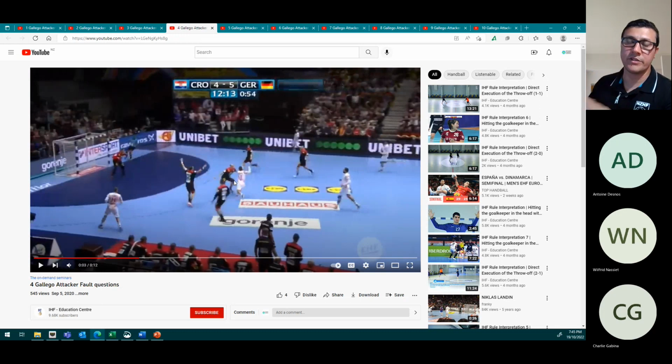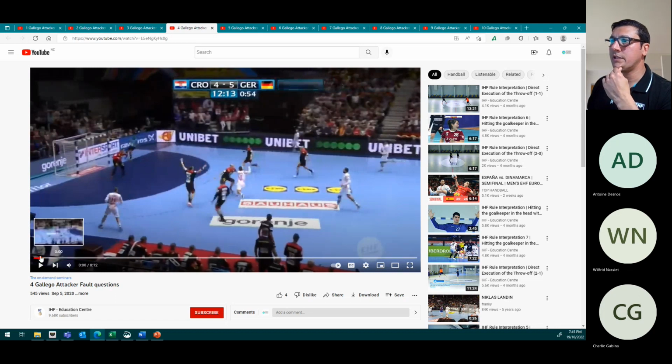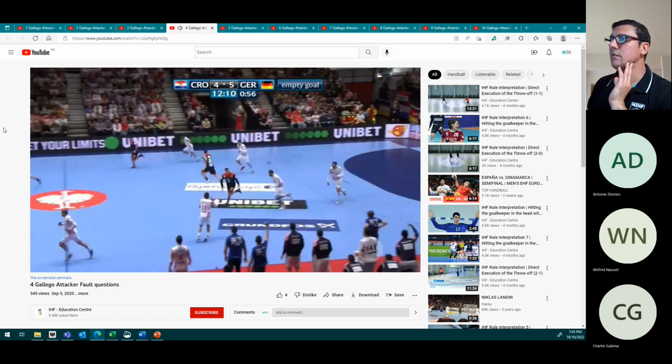And these are the considerations that we were talking about before. Consider where the defender was, where the attacker is going, and as well, because of the speed of the ball, it's a clear foul in attack. We can play it again.